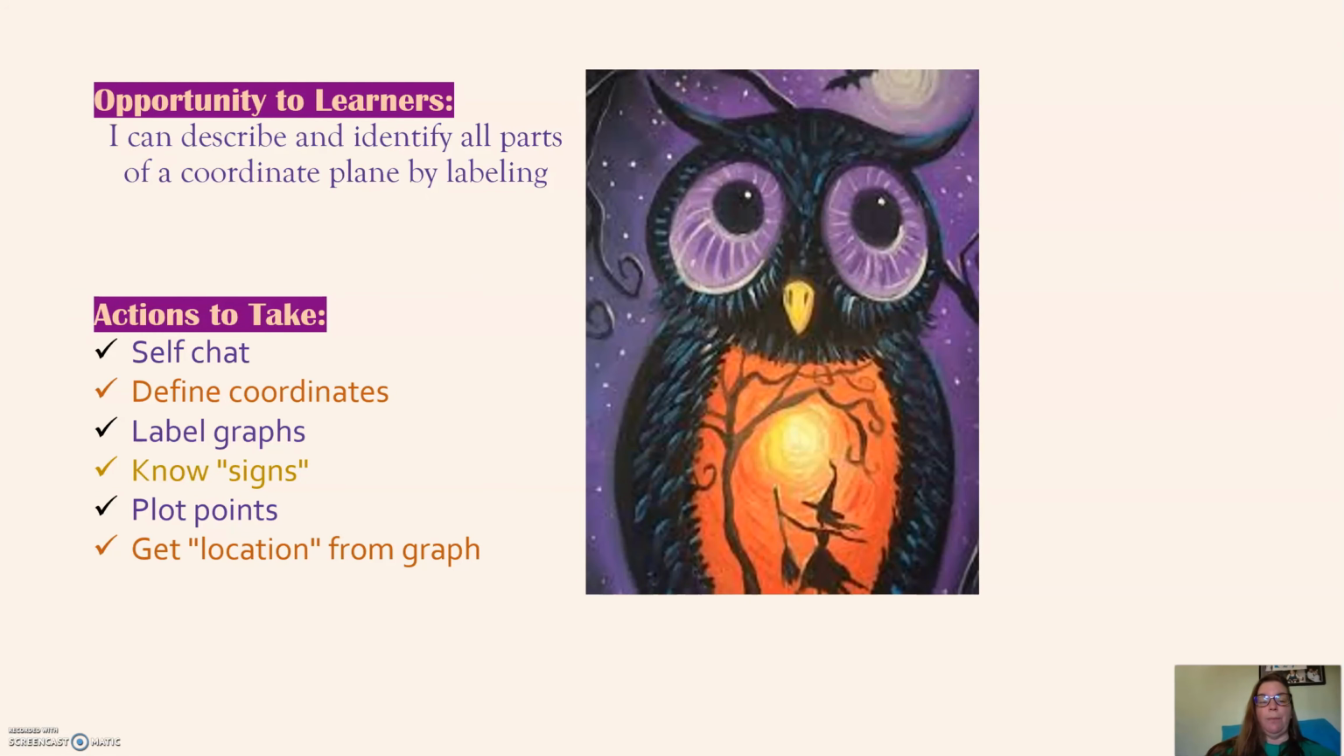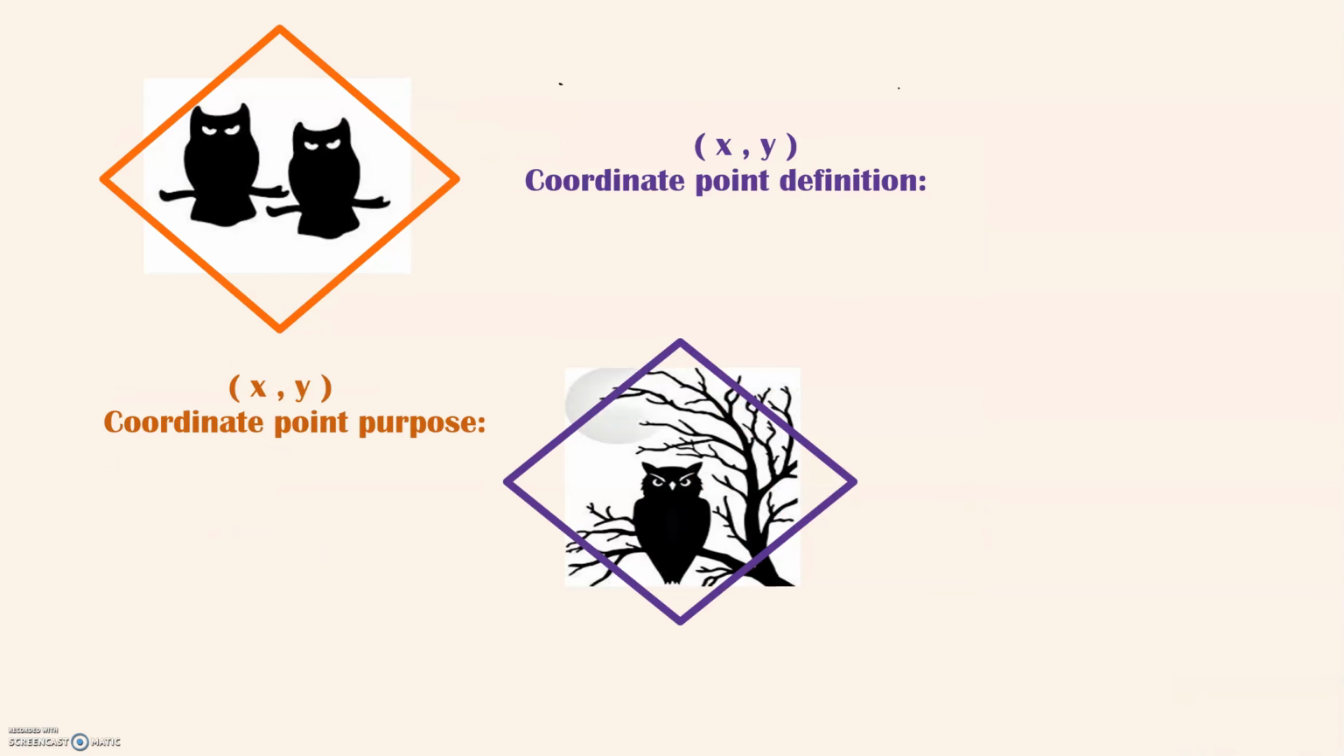Okay, the sole purpose of today is to describe and identify all of the parts in a coordinate plane. And we're going to do that by labeling everything. In other words, it's a lot of vocab. Well, hopefully you can recall that a coordinate point looks like this. It has an X and a Y. We put them in parentheses, and hopefully you came up with a definition.